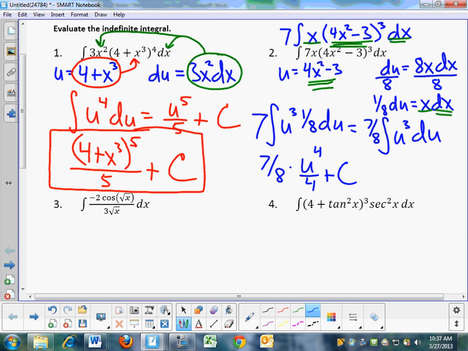What can I do with this? Yes, question. See the 1/8? So here I had du is equal to 8x dx, but I didn't have an 8 up here.